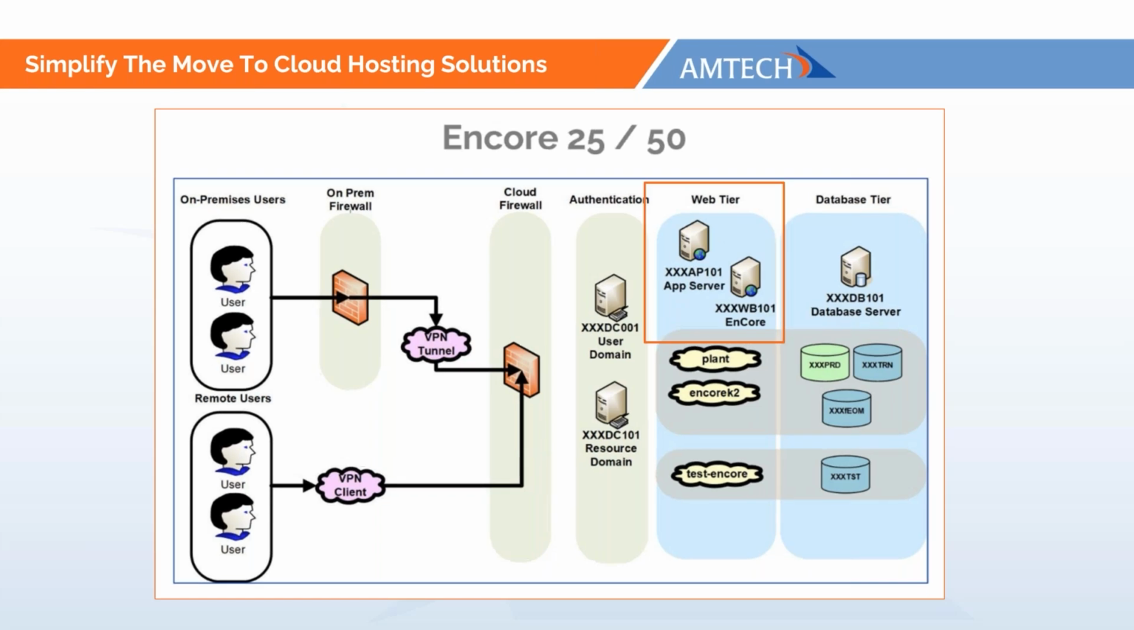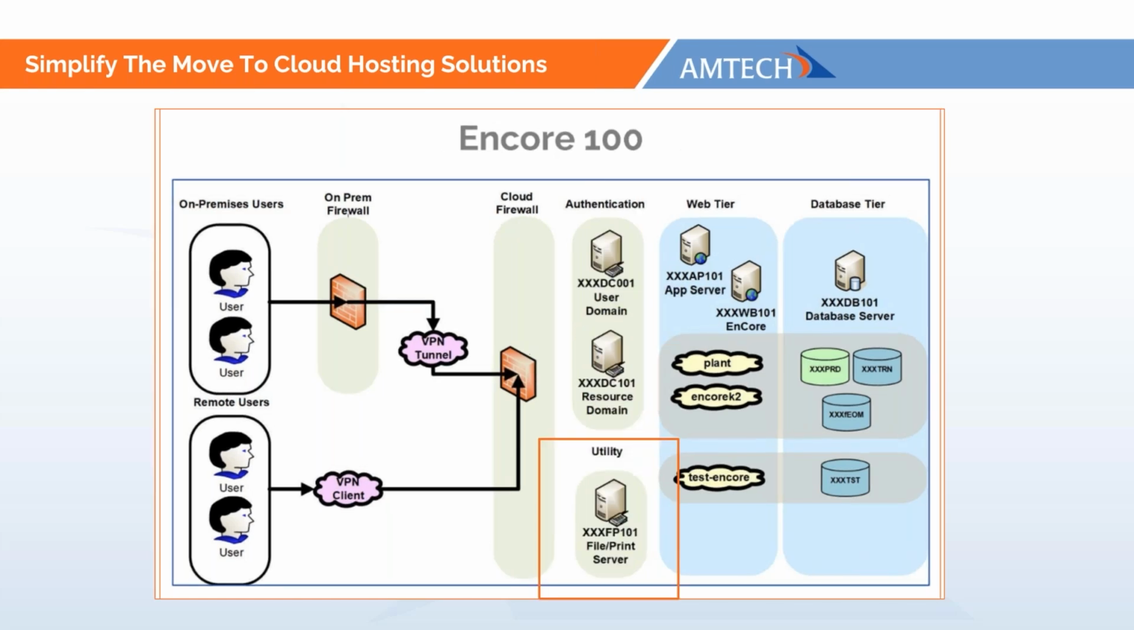If I go up to 25 or 50 users, the only difference you might see here is we might recommend that you have a dedicated web server for EnCore, and then you could have a separate application server for other applications that you might want to host out there. Everything else stays pretty much the same. And then when you get over 50 users, up in that 100+ user range, now all of a sudden we leverage or recommend a file and print server added to the mix. Doesn't mean you couldn't have this set up for 10 users, but you wouldn't necessarily need it.